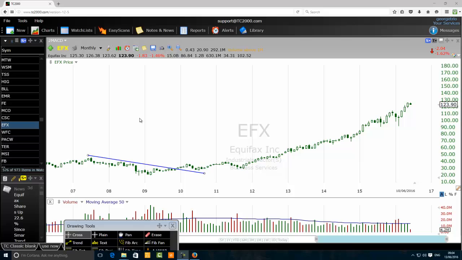Let's get started. We are on a monthly chart of Equifax Incorporation. The ticker is EFX. This is a Russell 1000 component, and we want to answer a specific question: is this a complex fifth Elliott wave? In order to know that we have a complex fifth Elliott wave, we must start counting the Elliott wave first.